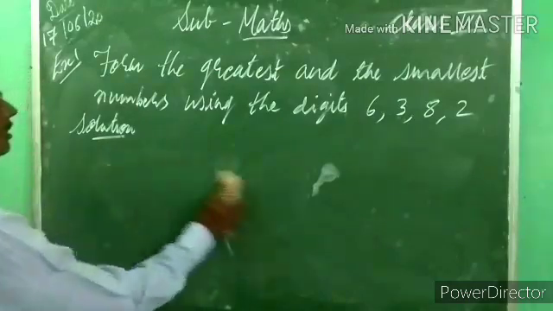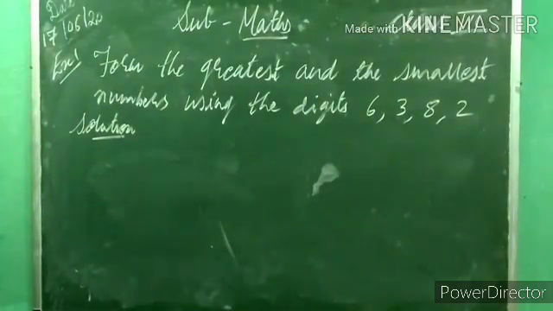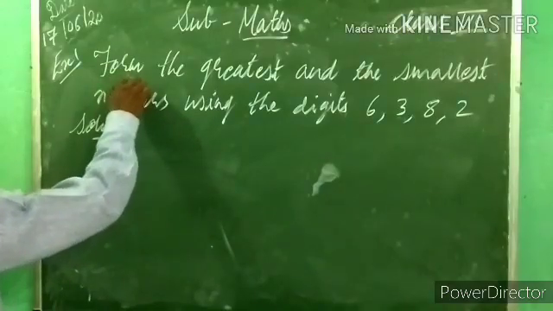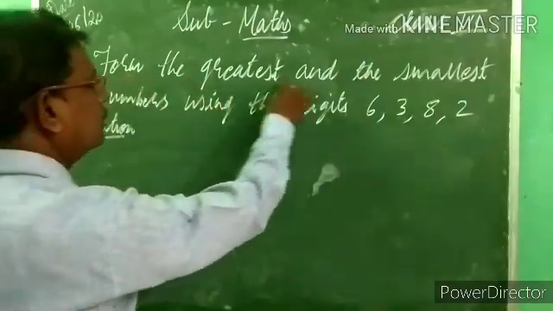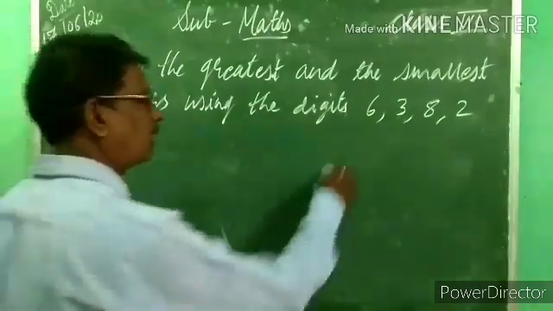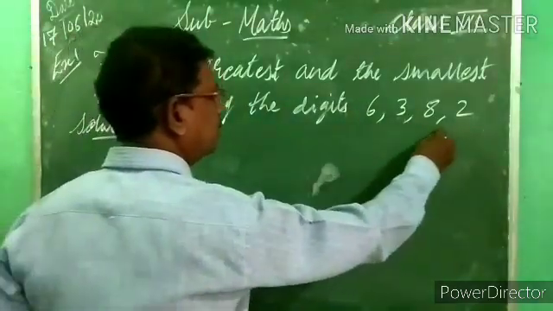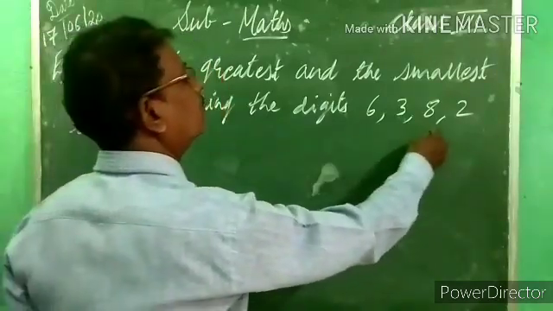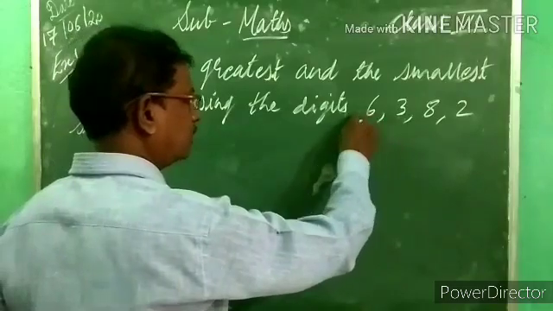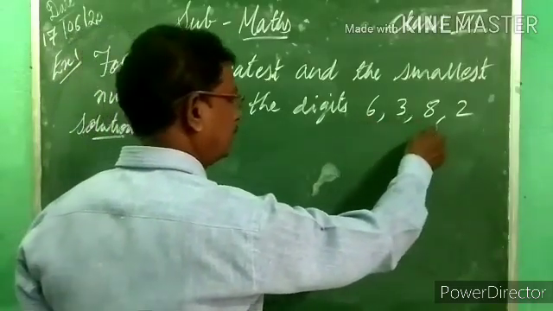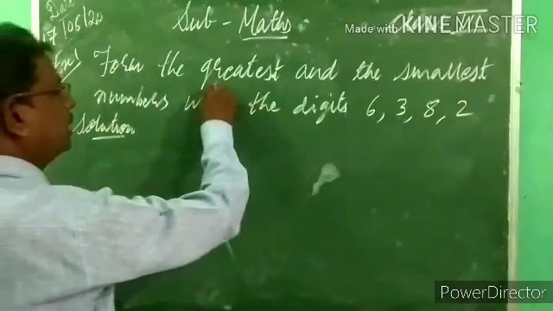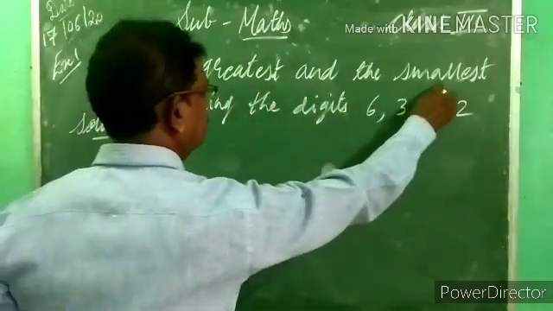Example first. Form, or write, construct, build, the meaning is the same. Form the greatest and the smallest number using the digits. Which digits are given? Don't read this as 6382, that is wrong, because after every digit a comma is present. That's why read it as 6 comma 3 comma 8 comma 2. Using these digits, we have to write one greatest number and another smallest number.